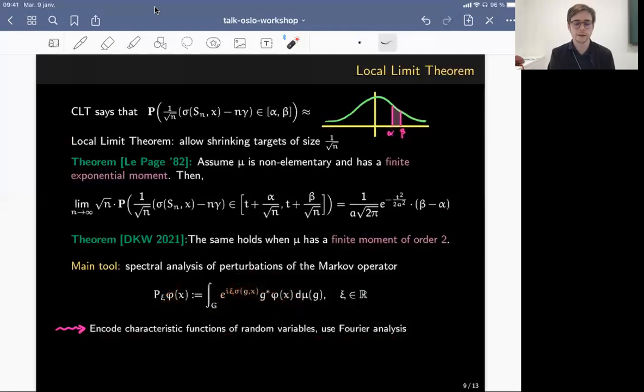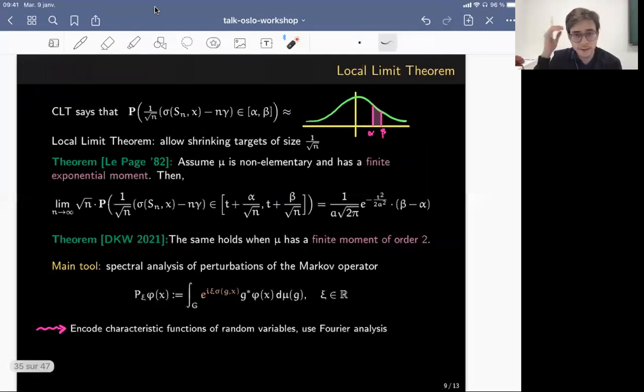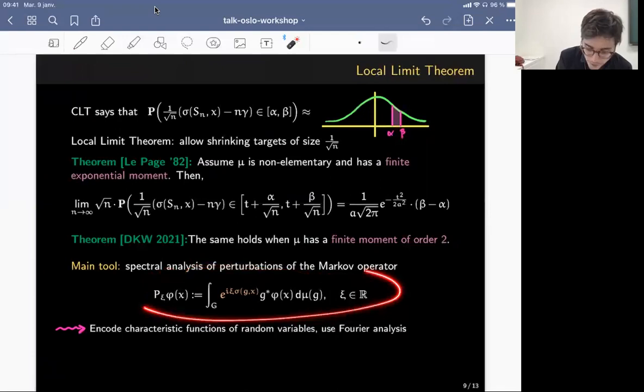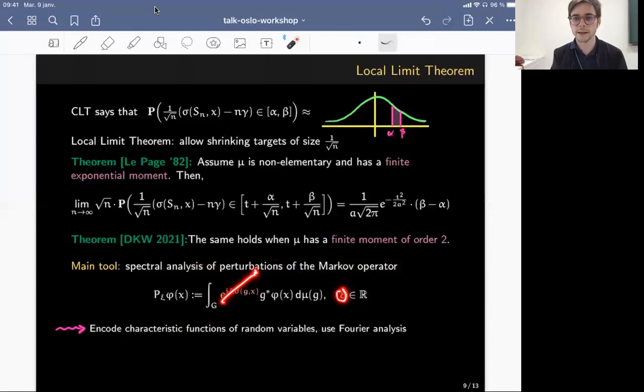Okay. So before stating the main results, keep in mind that the operator that we are studying now is this P_ξ, this perturbed Markov operator. And for ξ equals zero, if you put zero here, we don't have this factor here. So it's the standard Markov operator from a few slides back.